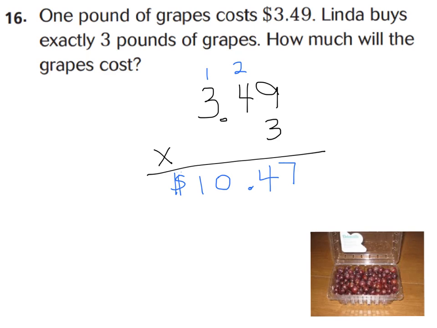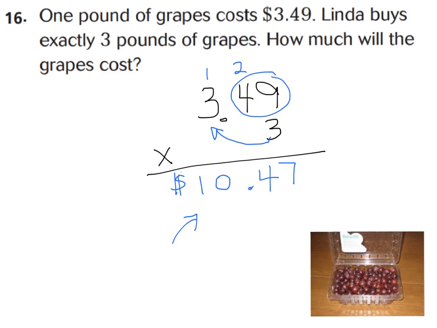Okay, for this question, you should have said that she spent $10.47. And I know my answer is reasonable because 3 times 3 wholes is 9 wholes. And of course, this is greater than 3 wholes. So therefore, my product needs to be greater than 9 wholes. I hope our answers matched up.